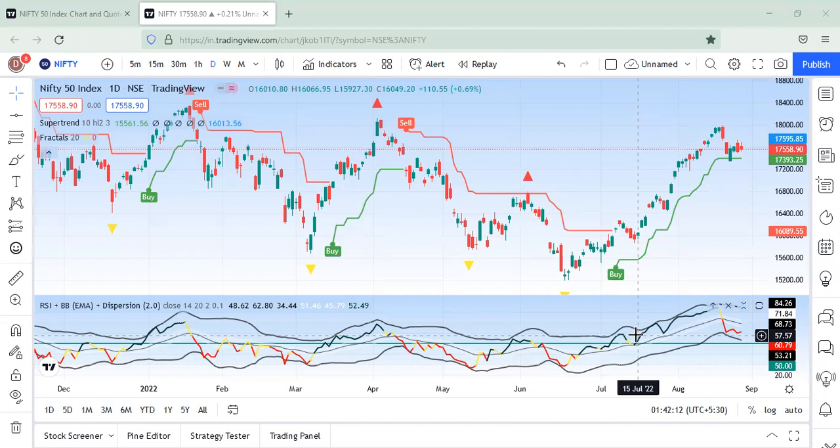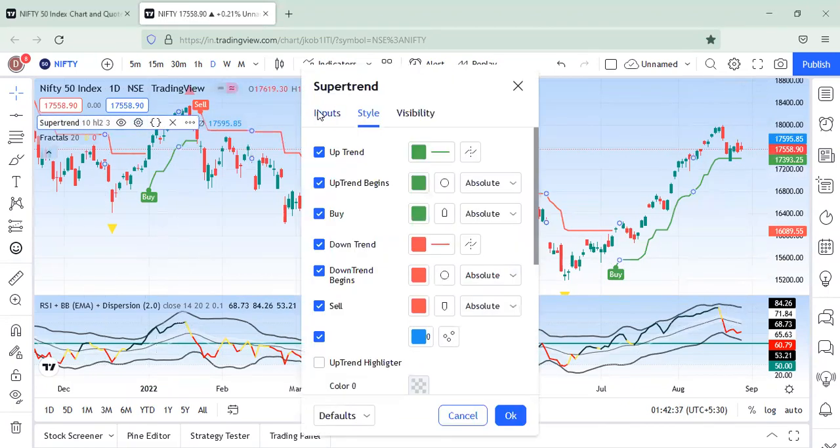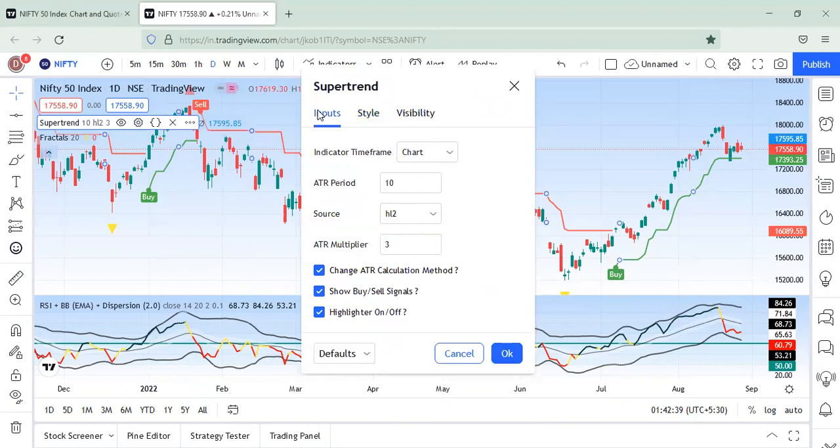Today, I'll be sharing with you some studies on chart based on some indicators which may seem to be helpful for trading purpose, either on positional basis or on intraday basis. The first thing which I've used is Supertrend. Supertrend inputs are default inputs. It is available in the TradingView platform.